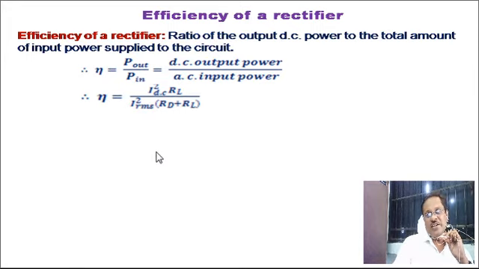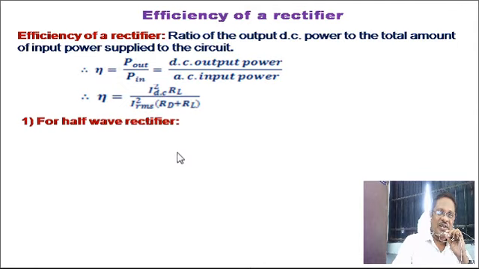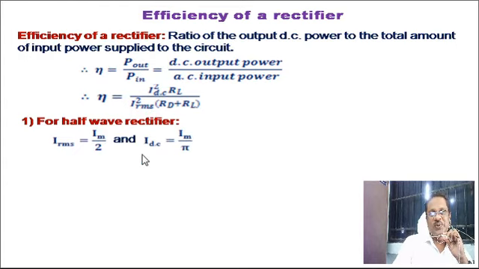Now there are two types of rectifiers, half-wave rectifier and full-wave rectifier. First we will calculate the value of efficiency of a half-wave rectifier circuit. For the half-wave rectifier circuit, we know the values of IDC and IRMS. We have used these values in the calculation of ripple factor. Now for half-wave rectifier, IRMS is Im divided by 2 and IDC is Im divided by pi. Now substitute these values in this equation, so we can determine the efficiency of a half-wave rectifier circuit.